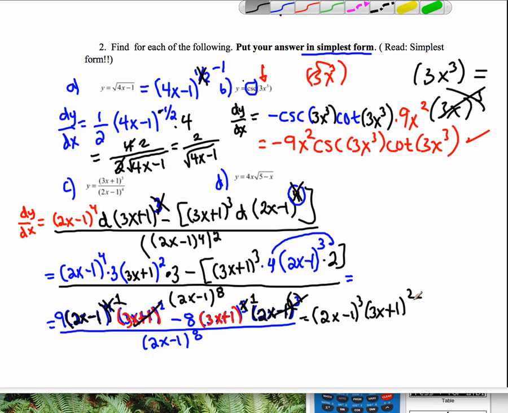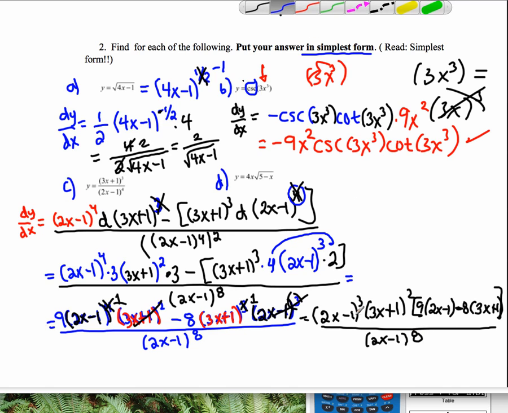So I'm just going to open brackets. And then the 9 times (2x minus 1). And then I have minus 8, and then minus 8 times (3x plus 1). This is minus. All over (2x minus 1) to the 8th power.